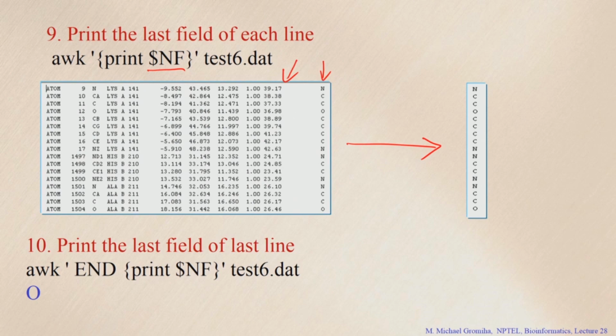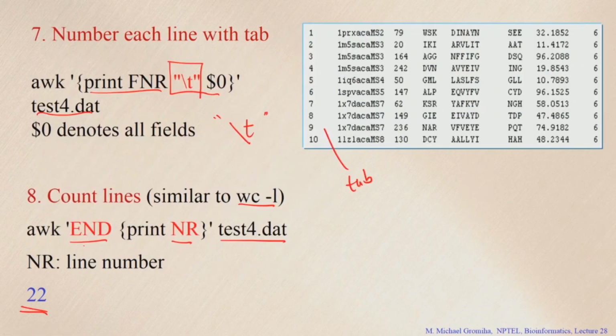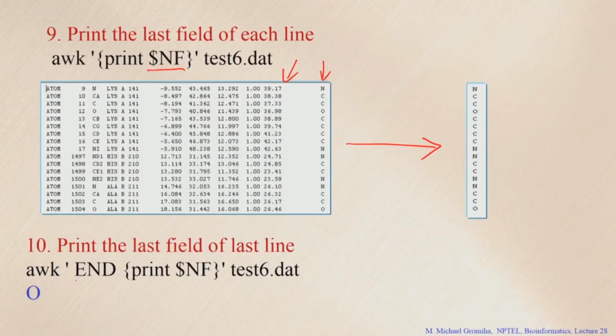Then it is also possible to get the last field of the last line. Just now we saw the total number of lines, so we put END when we give this line number. We combine them: this is the last field, this is END, and print $NF gives the last field of the last line, that is O. You can see the result over here. Likewise, you can manipulate any data file as we require.